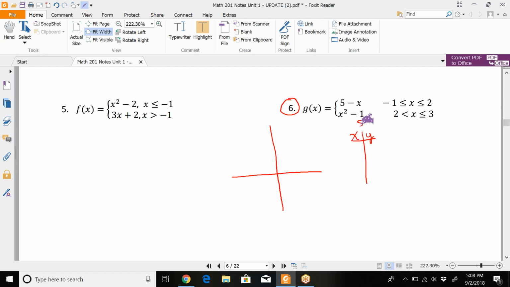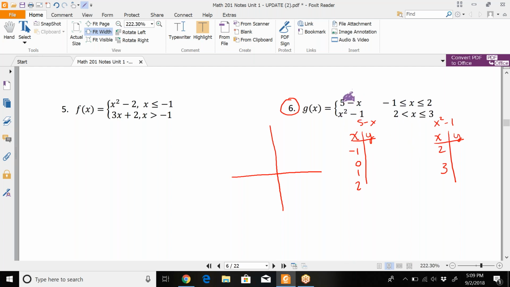So this is 5 minus x only if we're using -1, 0, 1, or 2. And this one also would have another second function of x squared minus 1 if we're using 2 to 3. Now, I know that this is an open circle on the 2 here, but we do need to know what the value is as it gets closer to that.